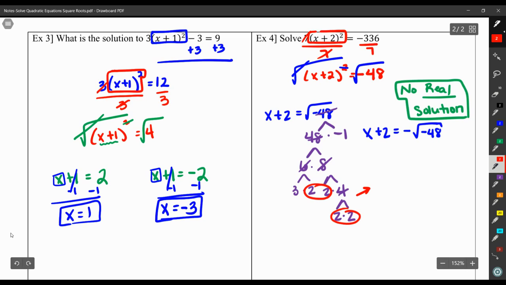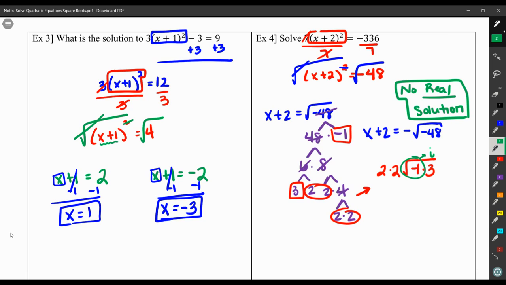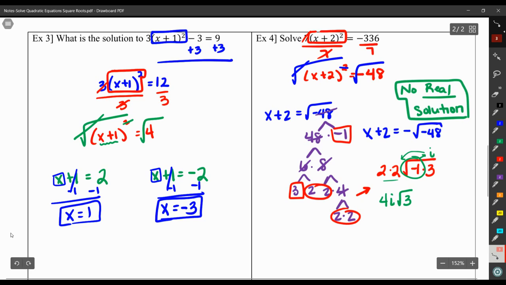And so to simplify this, this is going to be 2 times 2, 1 for each of the pairs, then the square root of whatever's left without a pair. So that would be negative 1 times 3. Now we can take this a little bit further. We know that the square root of negative 1 is an i. That's what makes this an imaginary solution. So 2 times 2 makes 4. The i comes out of the square root, and then we are left with the square root of 3. So what we have done is simplified the square root of negative 48 into 4i square root of 3.